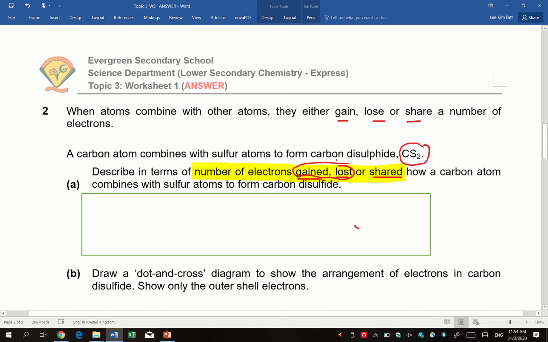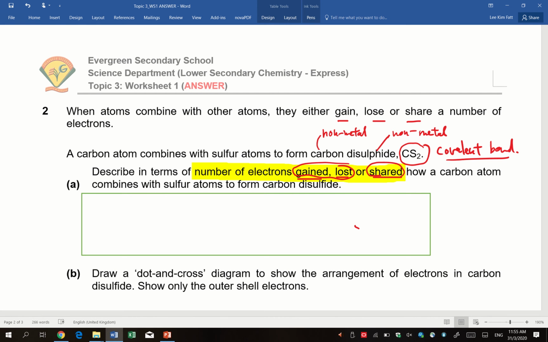All you need to do is take a look at the name. Carbon is a non-metal. Sulfur, obviously, is a non-metal. So between two non-metals, a covalent bond will be formed. This is how I determine. And since this is a covalent substance, the electrons will be shared between the carbon and the sulfur atoms, not gained or lost. So I can eliminate this.